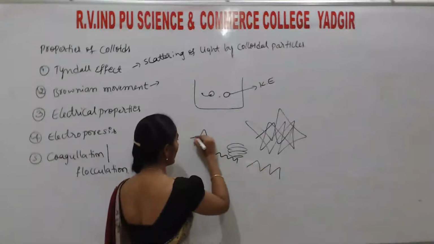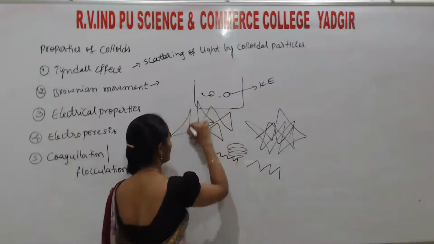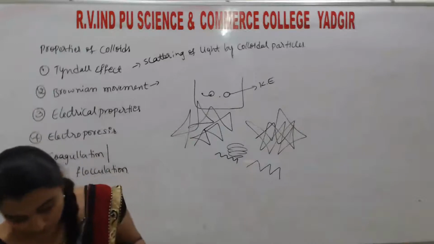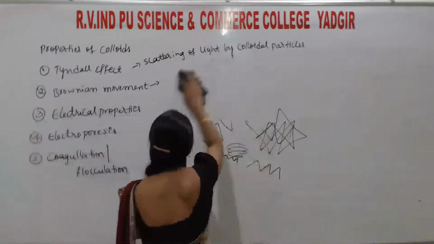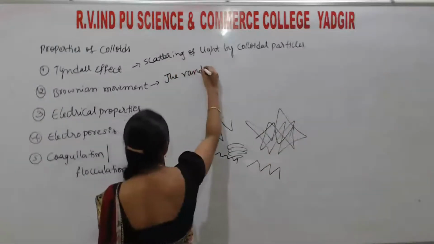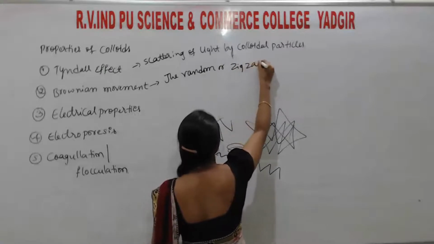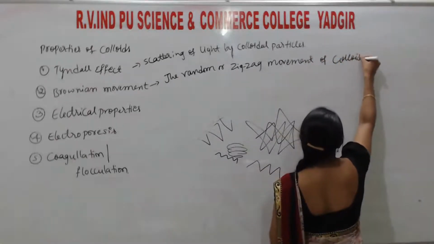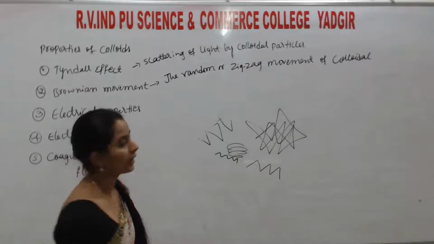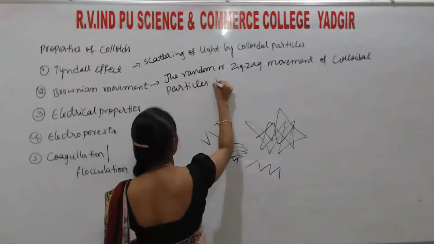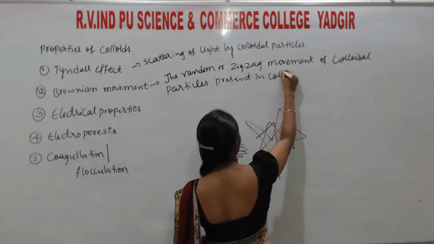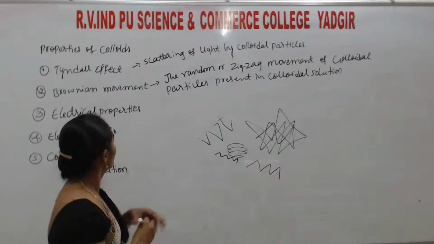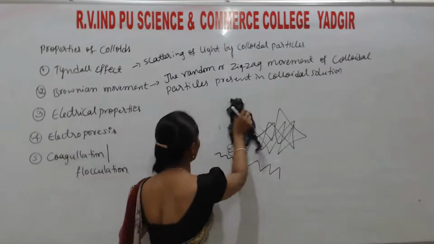Actually, the movement is in a zigzag manner, not any other shape, but in a zigzag manner, such shape. Understand? So this is called Brownian movement. What is Brownian movement? The random or zigzag movement of colloidal particles present in a colloidal solution. That is called Brownian movement.